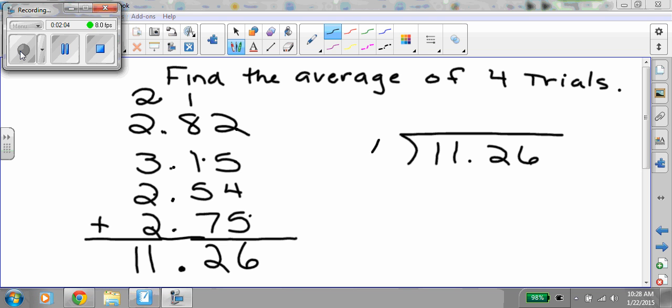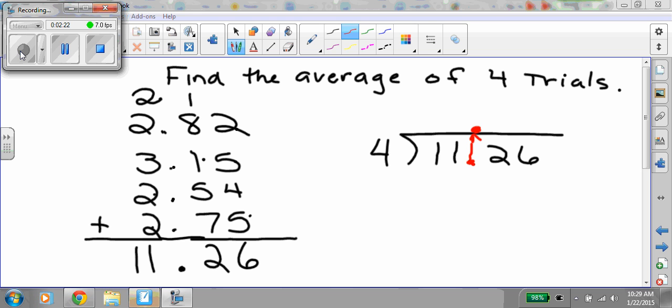Now I'm going to divide 11.26 by the 4 trials to find my average time. Don't forget, again, when dividing, it's going to be just like you would divide anything else, except you have to make sure that first decimal point is all lined up perfectly. So notice I lined it straight up from the decimal point right here in the dividend.